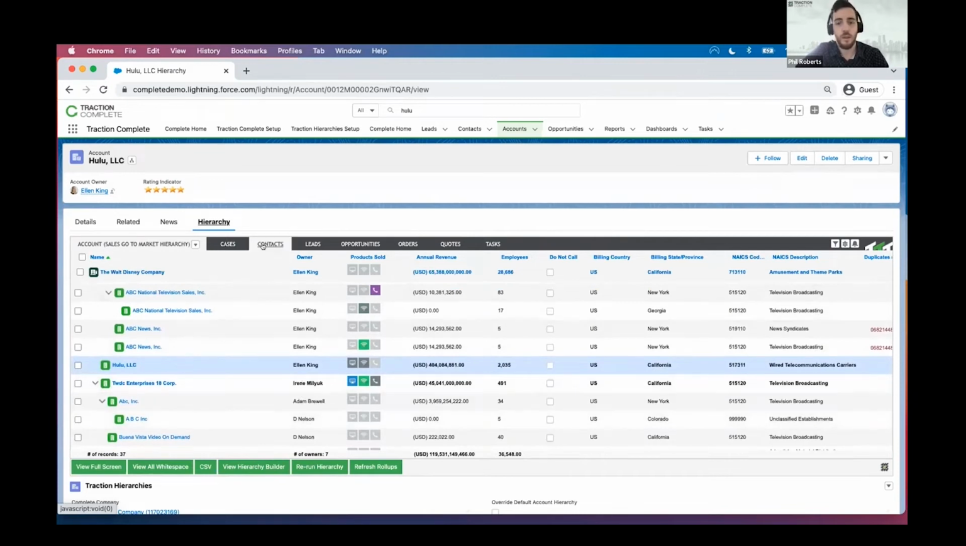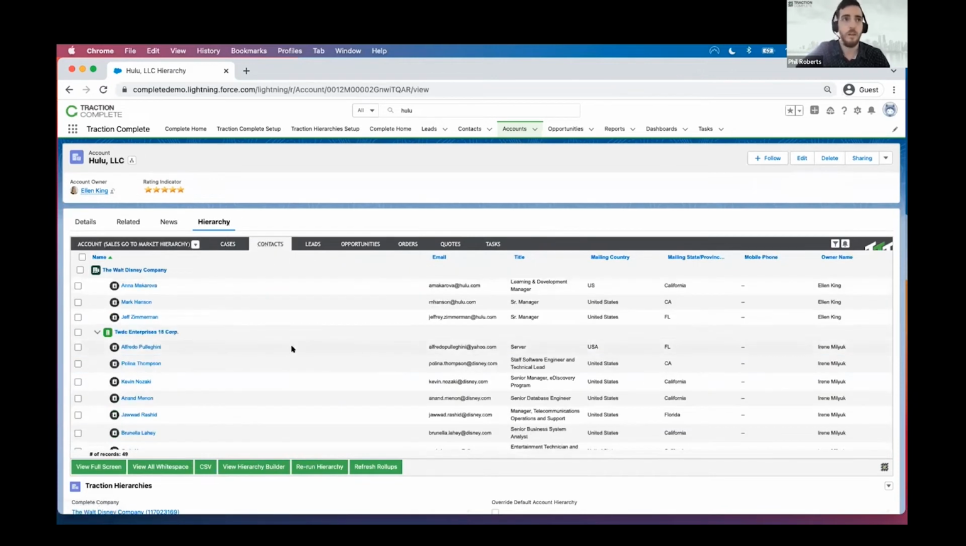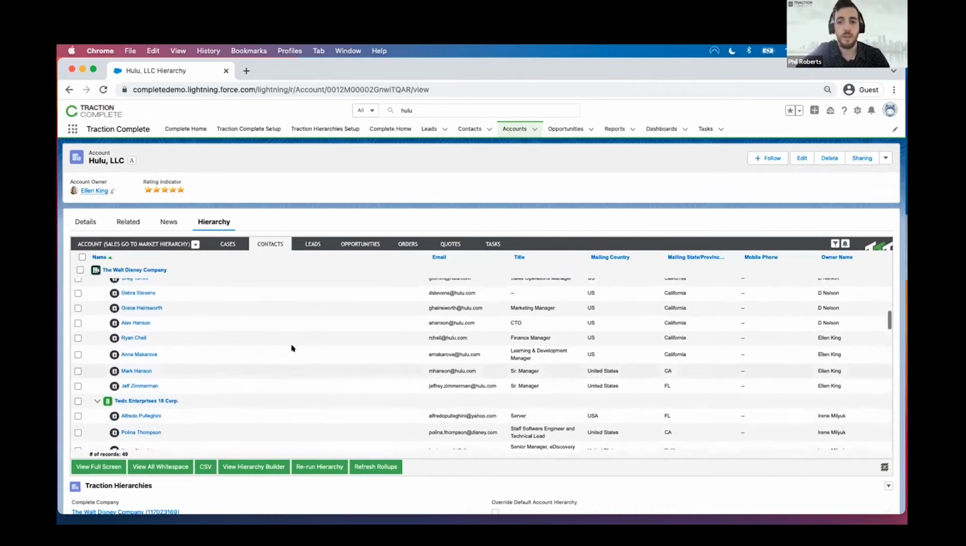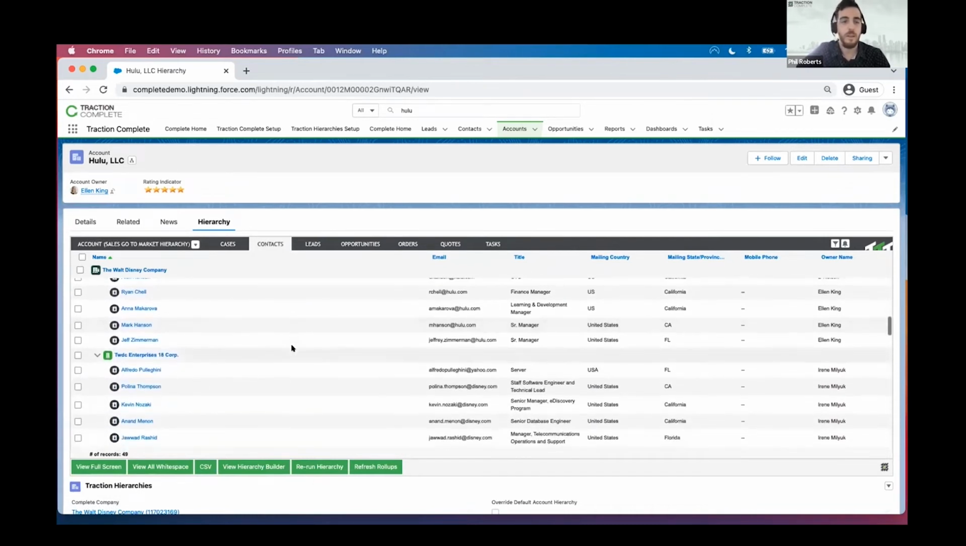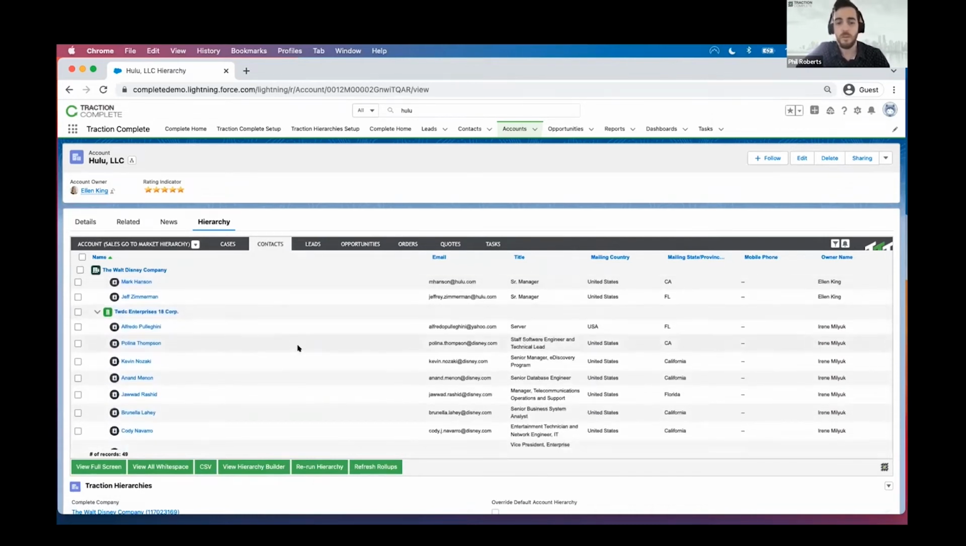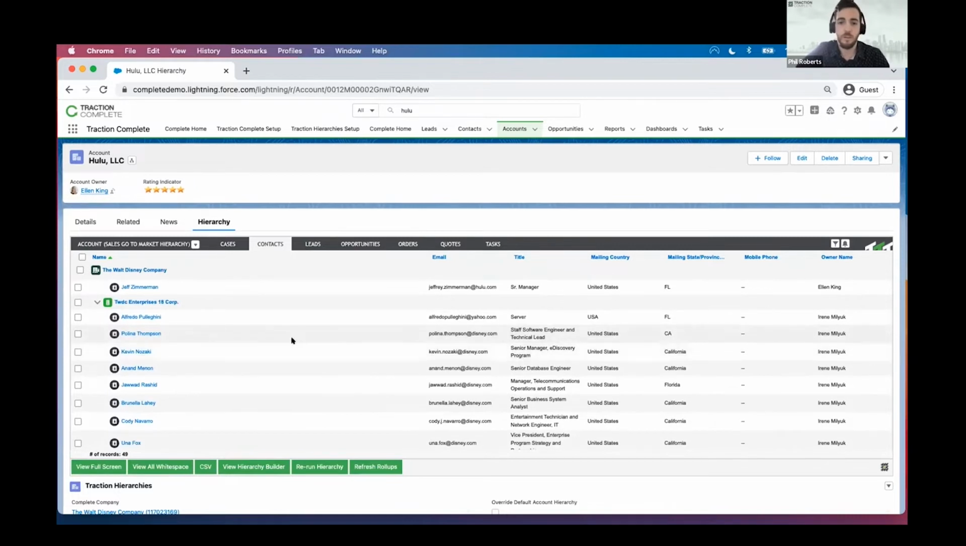I can leverage the child data that we also pull into the hierarchy to start tracking who my key contacts are across that hierarchy. Is there a way that I can work with my stakeholders at one subsidiary in order to get an introduction to the sister company in that organization?